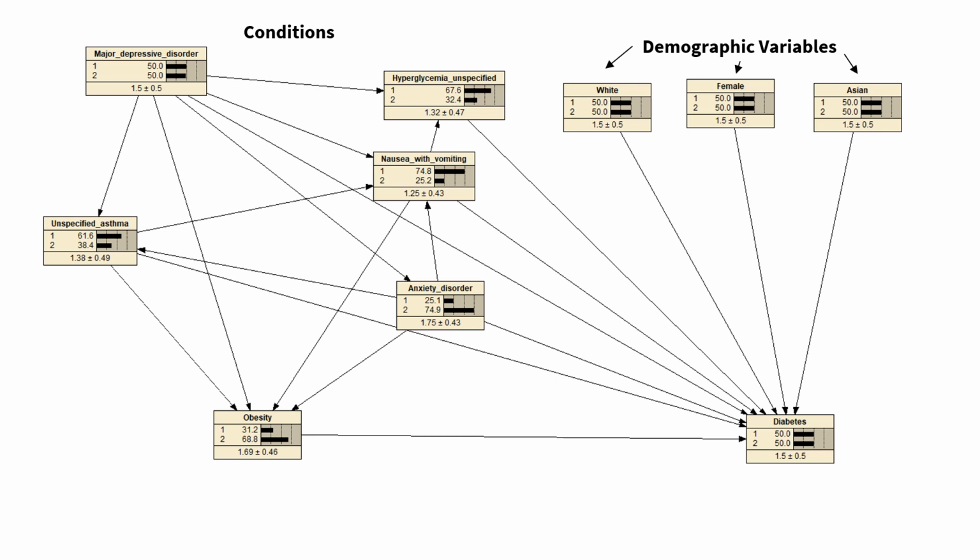And for the demographic variables on the right-hand side, I decided to leave these out of the joint distribution because of the implication that these are at birth, and therefore they don't cause the conditions.